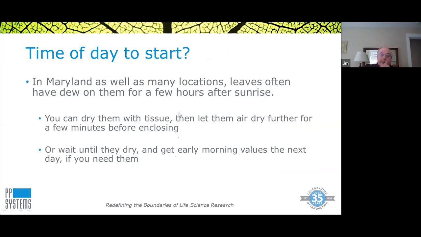And the last thing I want to give you a little bit of a warning about, as in Maryland, as in lots of other locations, leaves often have dew on them for a few hours after sunrise. And you don't want to enclose a leaf that's wet with dew. You're going to get nonsense if you do that. So you can dry them with tissue and let them air dry a little bit longer than that before enclosing. Or as an alternative, you can wait a little longer in the morning until they dry and then clamp them in and get your early morning values the next day if you need early morning values for what you're doing.